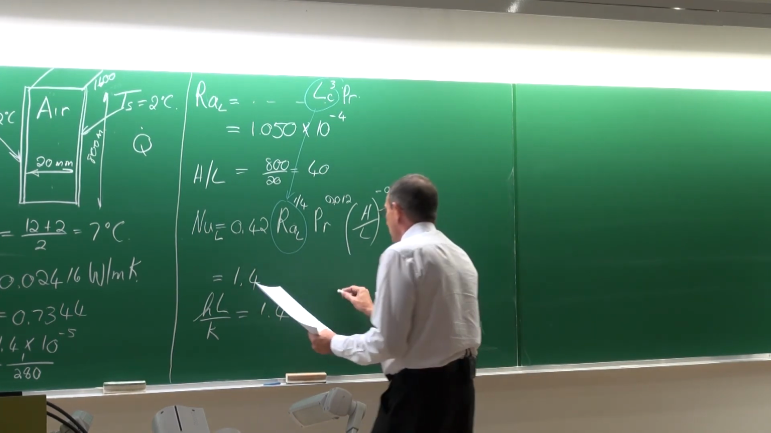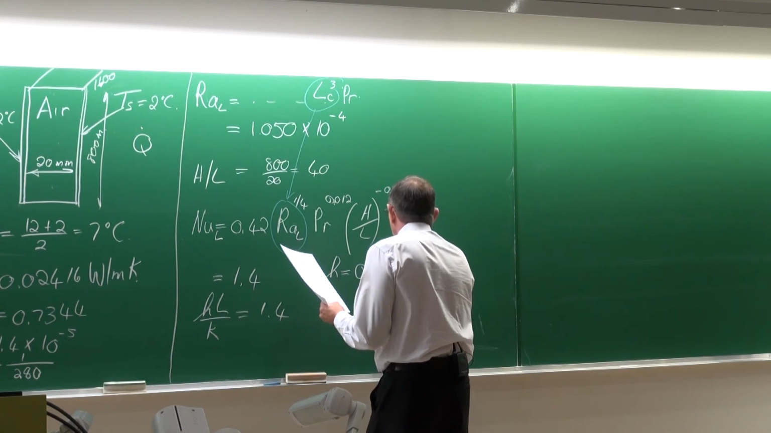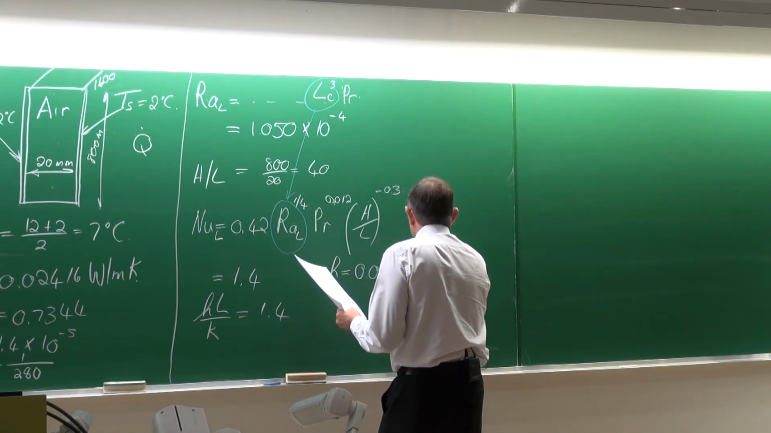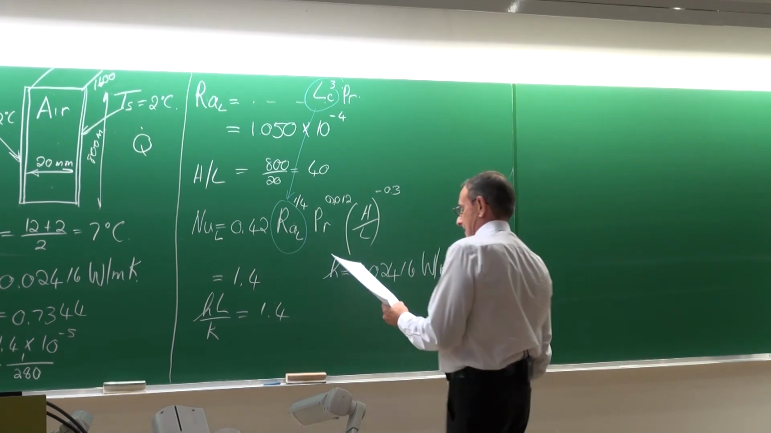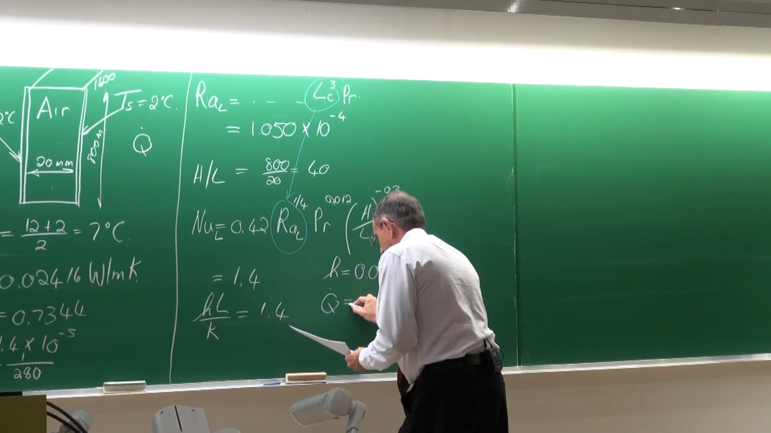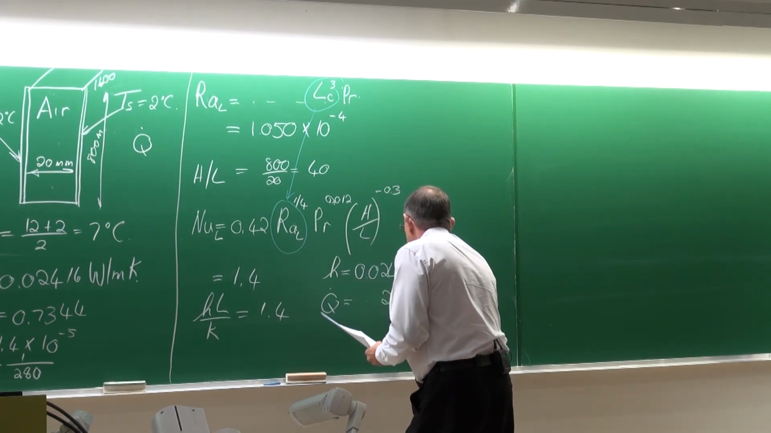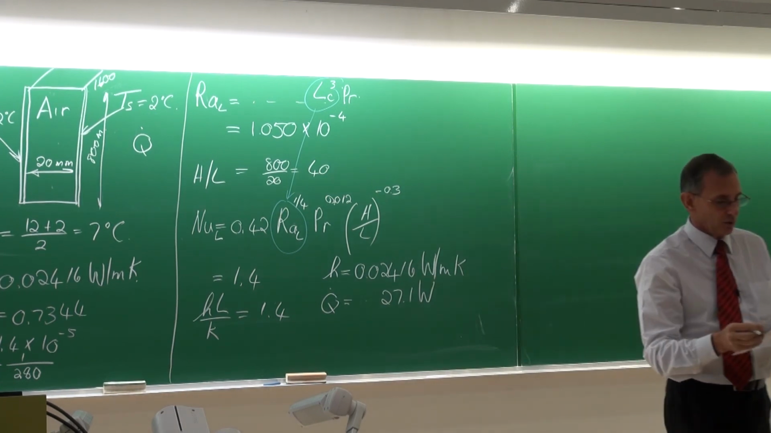And you can go and calculate the heat transfer rate, with k equal to 0.02416 watts per meter Kelvin. And then you can go and calculate the heat transfer rate, which is equal to 27.1 watts. So please go and do it at home.